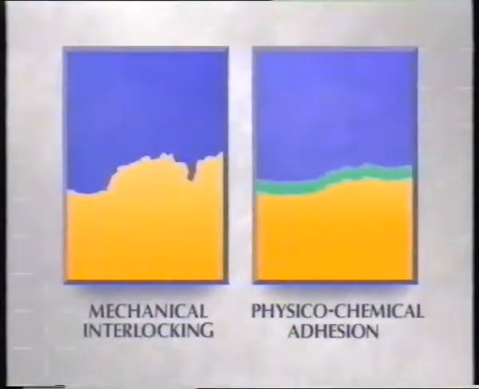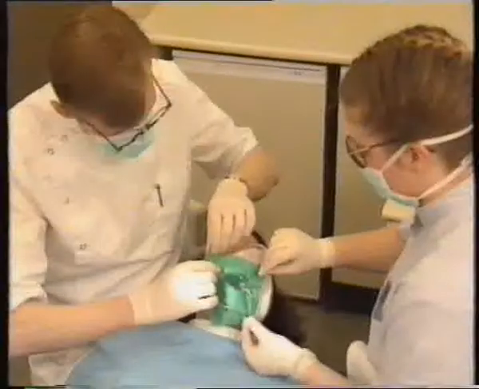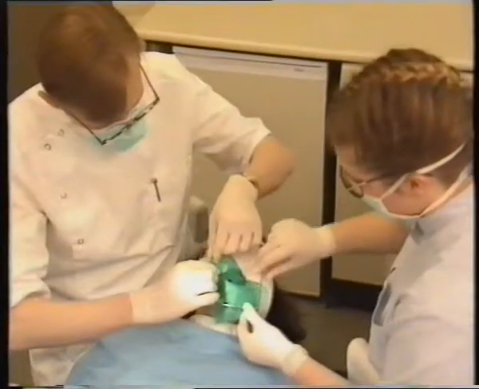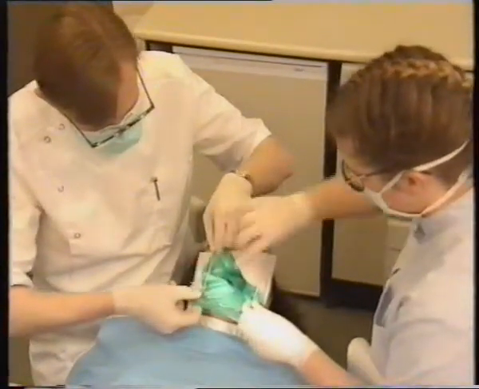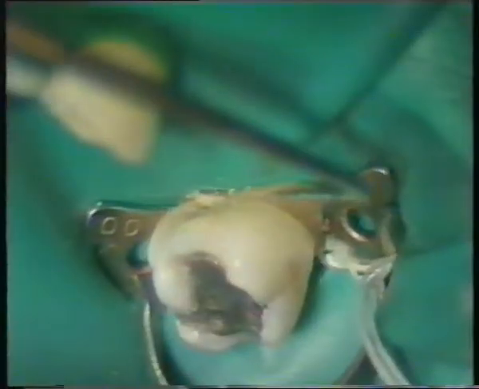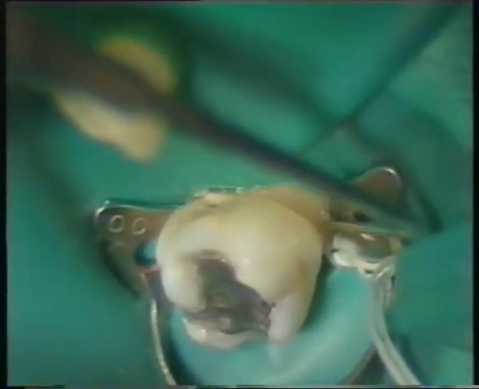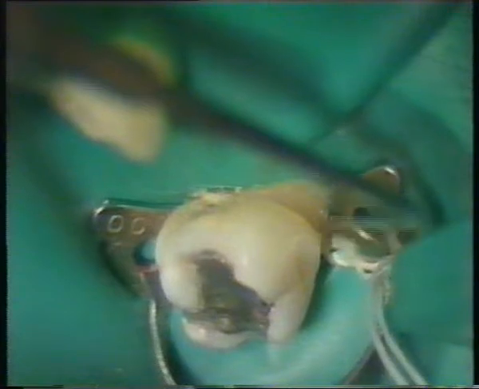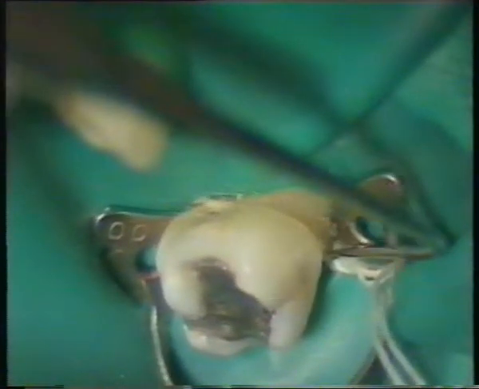So this video has shown a range of treatments using either mechanical interlocking or true physico-chemical adhesion. Whichever is selected, the important features are strict isolation must be maintained throughout all bonding procedures because of the problems of moisture contamination. Bonding to dentine is not as reliable as that to enamel, and so enamel margins must be retained where possible.